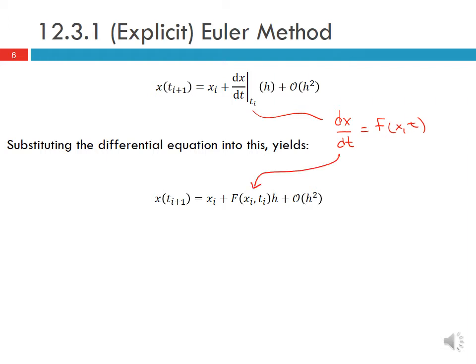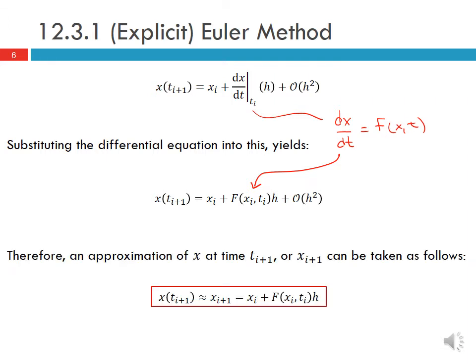So we get f evaluated at xi and ti. So the approximation of x at some time ti plus 1, which we can call xi plus 1, can be shown as here. So x at ti plus 1 is equal to xi plus 1, which is xi plus the function evaluated at xi and ti times h. So our next estimate, or the estimate at our next time, is equal to the estimate at our current time plus the function evaluated at our current x and t times our step size h.